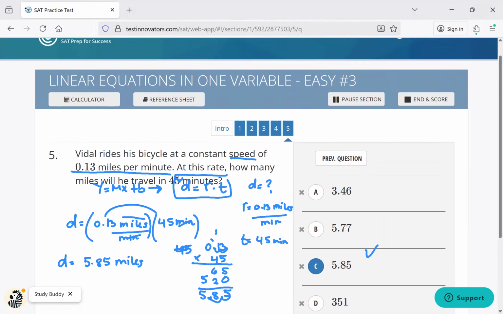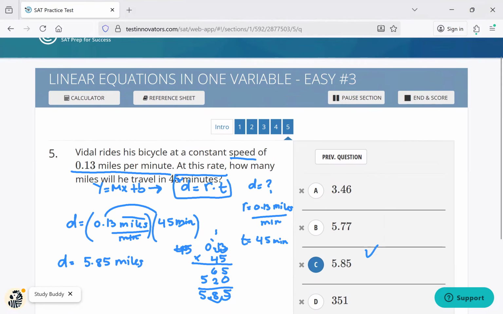Okay, so yeah, that's it. I'm going to stop here and then we're going to continue off with linear equations, but this time we'll do harder examples. Okay, I'm going to stop here.